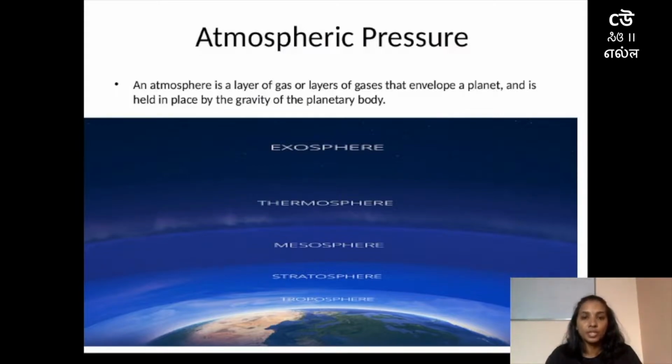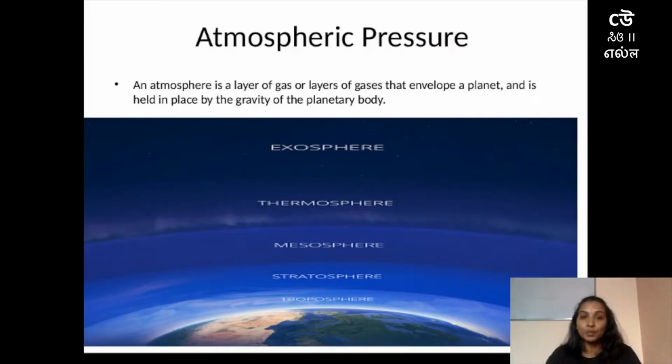I teach physics concepts. In my previous videos, I have explained force and pressure concepts, and how liquid and gaseous molecules exert pressure. In this video, I'll be explaining atmospheric pressure. This is the last video of the force and pressure chapter of the class 8 NCERT syllabus. What is this atmospheric pressure?